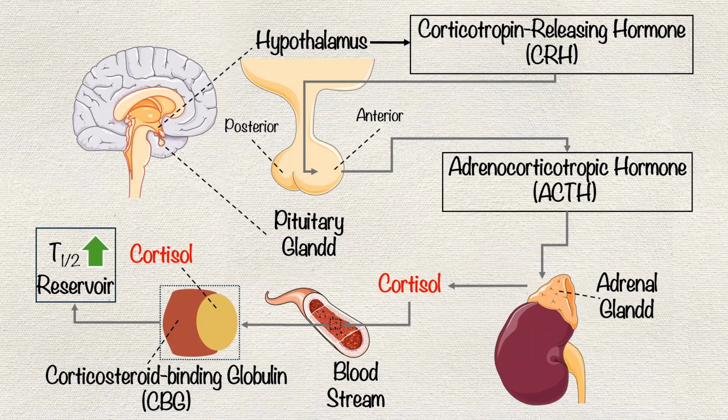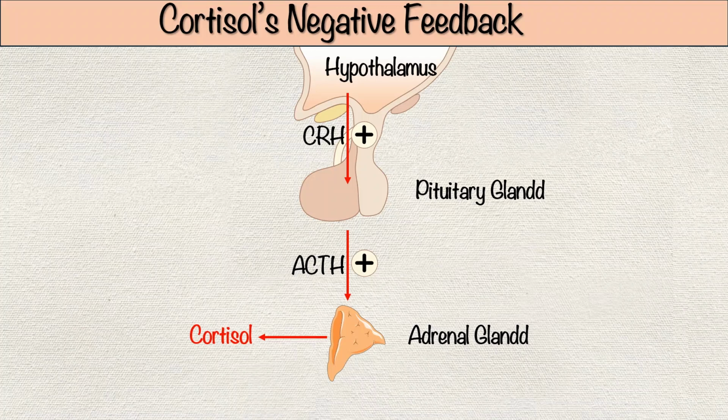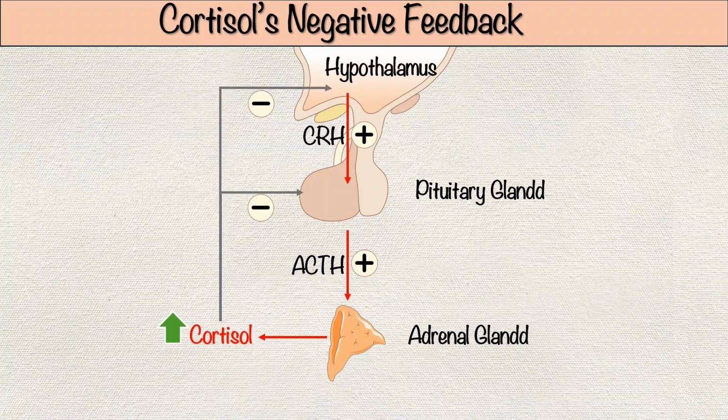The regulation of cortisol secretion is a classic example of negative feedback. Elevated cortisol levels inhibit the release of CRH from the hypothalamus and ACTH from the pituitary, thus maintaining hormonal homeostasis. This intricate feedback loop ensures that cortisol levels are tightly controlled and responsive to the body's needs.